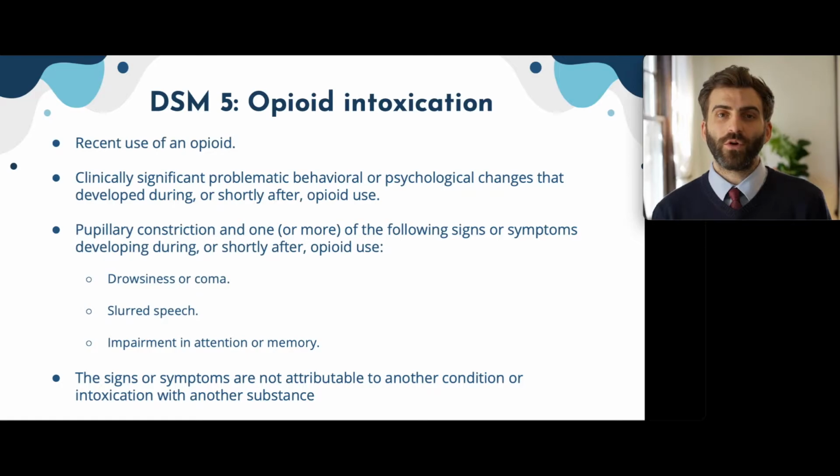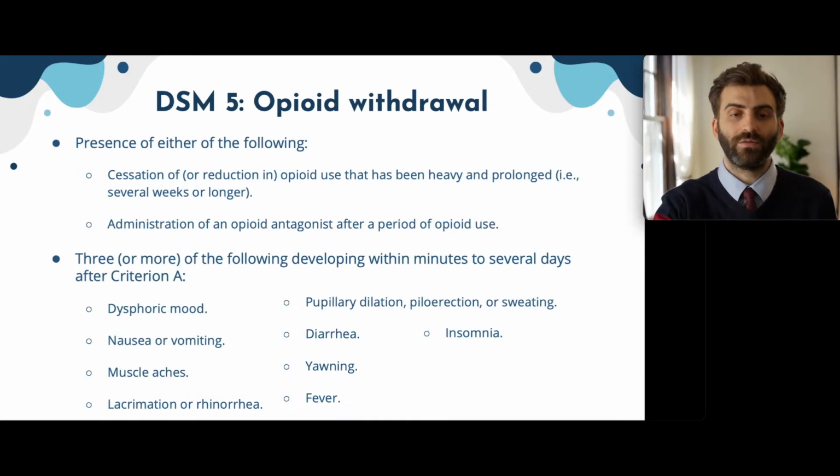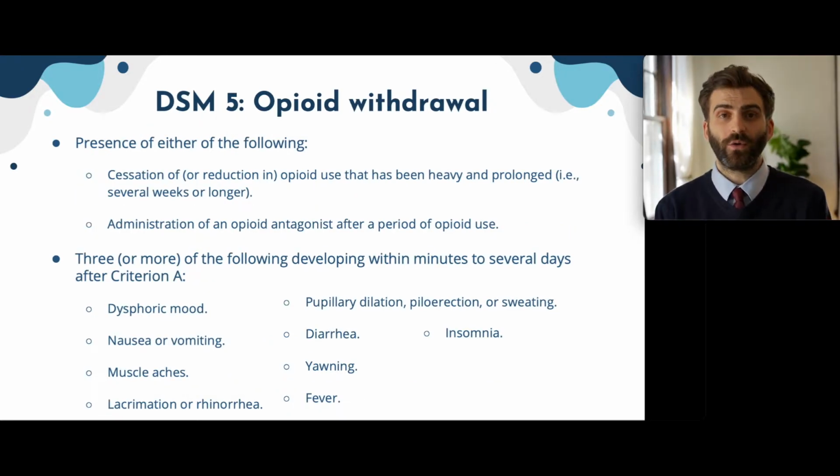So I wanted to go a little more in detail into the DSM, and I'll start with opioid intoxication. The diagnosing of opioid intoxication is pretty straightforward and pretty much exactly what you might expect. It's recent use of an opioid followed by symptoms of having too much opioids: pinpoint eyes, drowsiness or coma, slurred speech, impairment in attention and memory. So relatively straightforward.